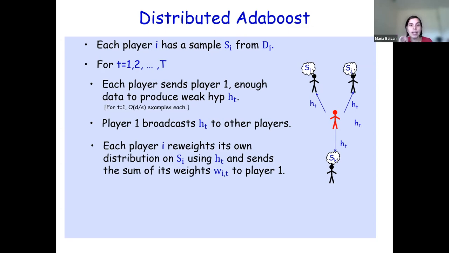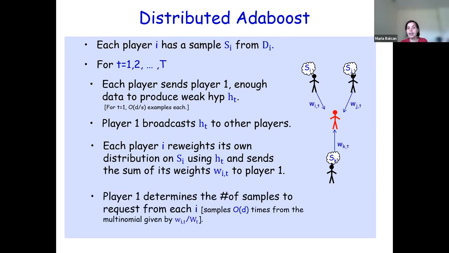So each player can now reweight its own distribution on its own samples using the hypothesis HT, and then each player can send the sum of its current weights to player one. Player one uses these weights that he collects from each of the other players to determine how many samples to request from each player for the next round. So in the next round, he needs order of these samples taken from the multinomial given by these local weights.